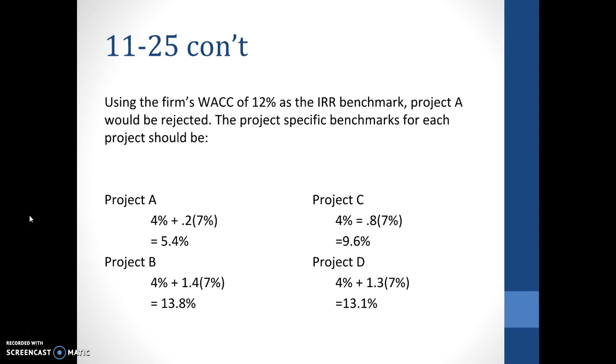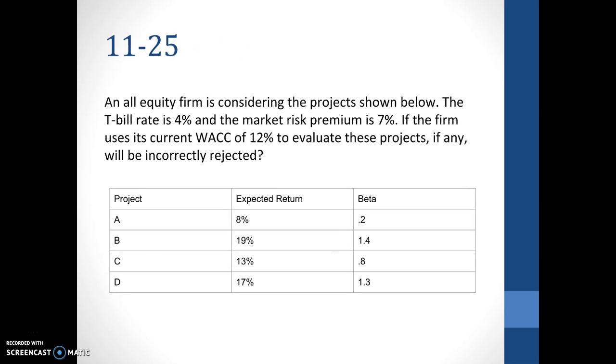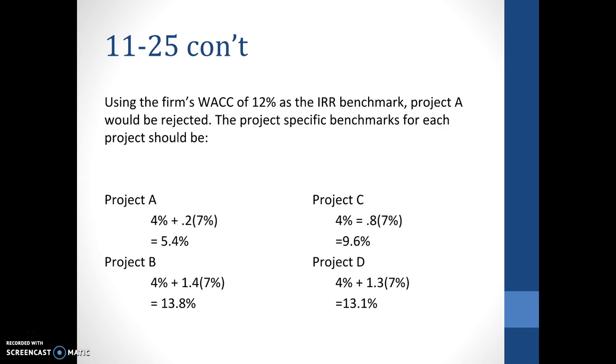So the first piece of that question, using the firm's WACC of 12% as the internal rate of return benchmark, project A would be rejected. You see that because its expected return is 8%, which falls below the firm-wide WACC. Now we would use our expected return formula to come up with the required returns on these projects. Project A would have a 5.4% return, Project B a 13.8% return, Project C a 9.6% return, and Project D a 13.1% return. Now if Project A's expected return of 8% had been compared with the project-specific required return of 5.4%, it would have been accepted. Therefore, Project A was incorrectly rejected.